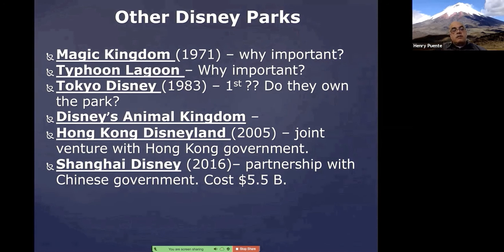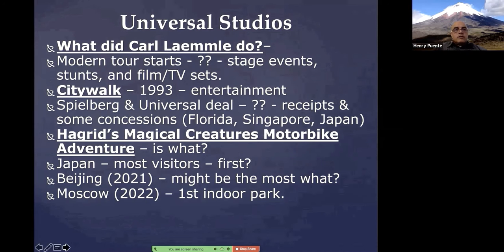So this is going to be very interesting because the Shanghai Disney park is going to face a lot of competition, not only from other Chinese amusement park chains, but also US chains as well, and theme parks like Universal Studios, for instance. So Universal Studios, we have Carl Laemmle. Carl Laemmle, again, if you remember way back, we talked about movies.